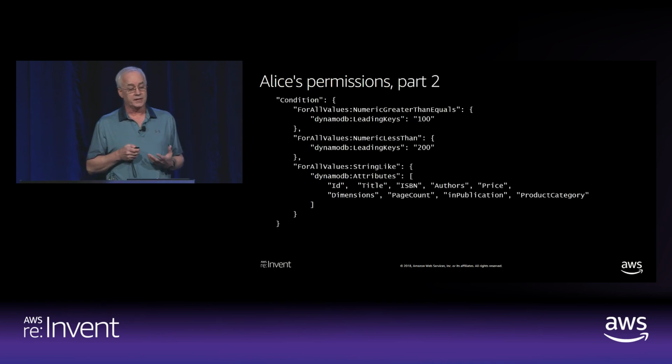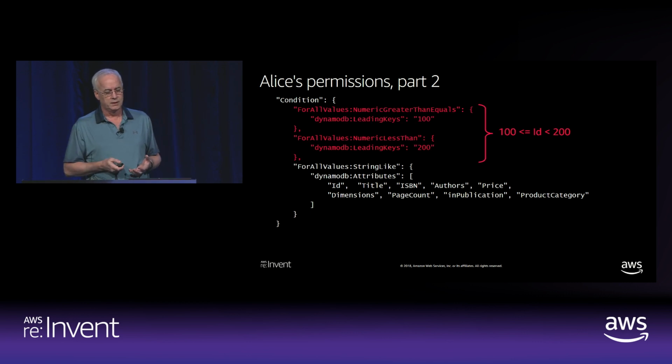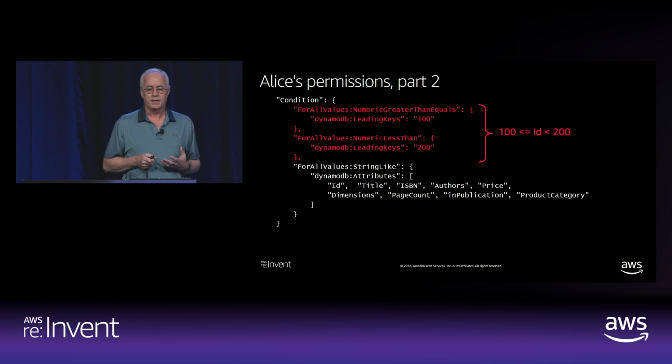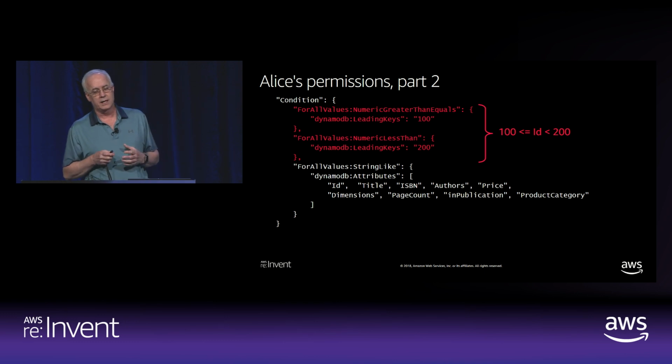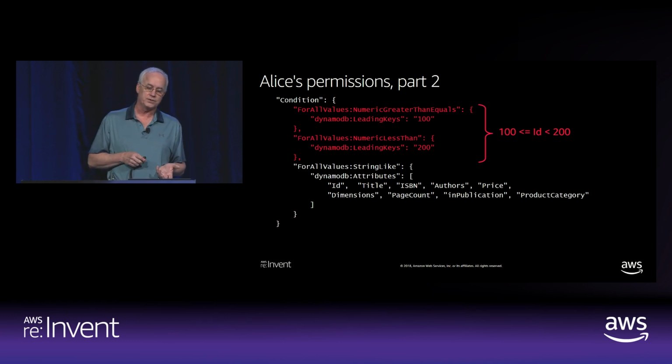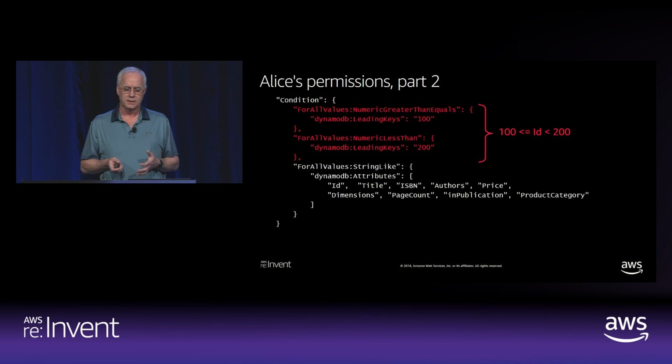And so onto the conditions. In the condition section of the policy, this is where you start using fine-grained access control. We'll start with a limit on the leading keys. The way this is written, it allows leading keys that are greater than or equal to 100 and less than 200. So I have two numeric comparisons: one is numeric greater than or equal to, and one is numeric less than.